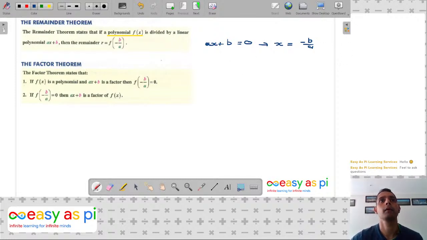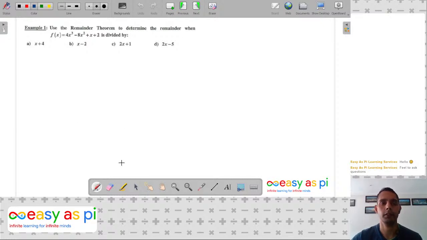Let's go to a quick example of the remainder theorem. Use the remainder theorem to determine the remainder when f of x is equal to 4x cubed minus 8x squared plus x plus 2. You'll notice that this function is a cubic function, and let's say it's divided by x plus 4.